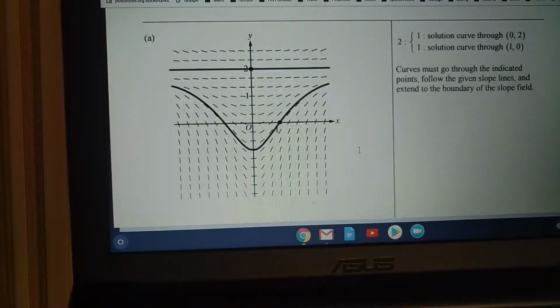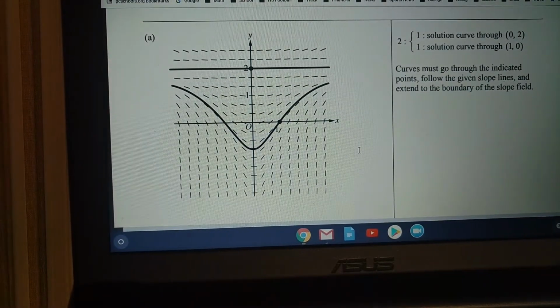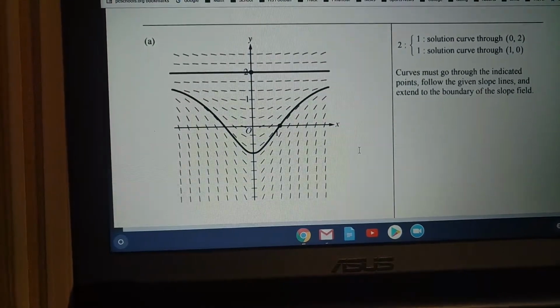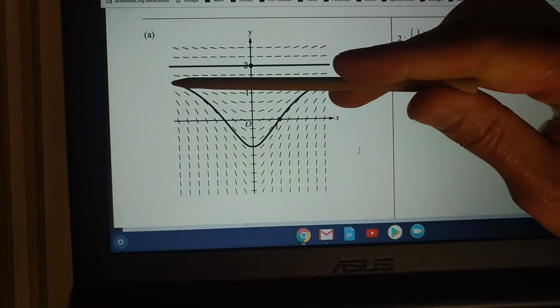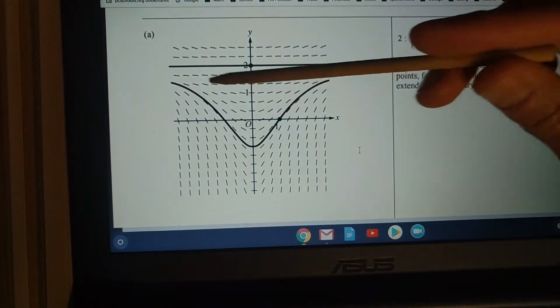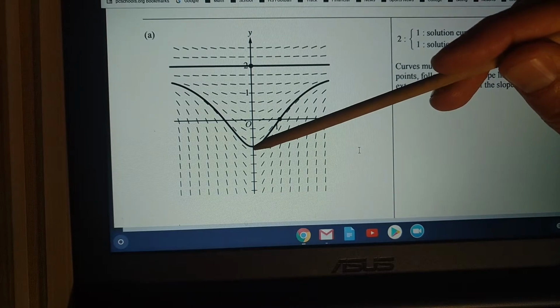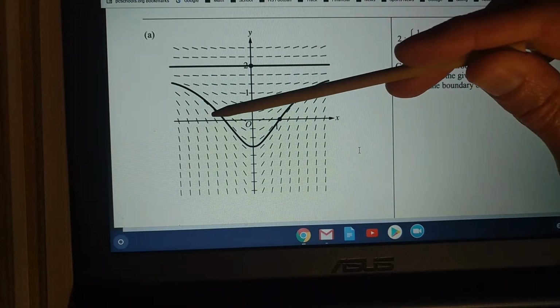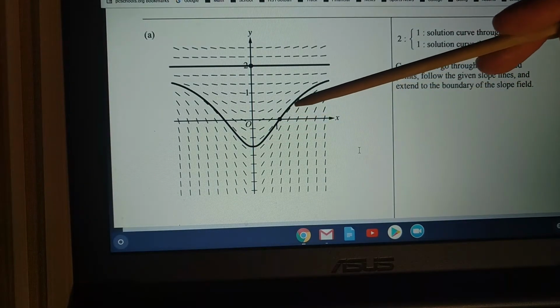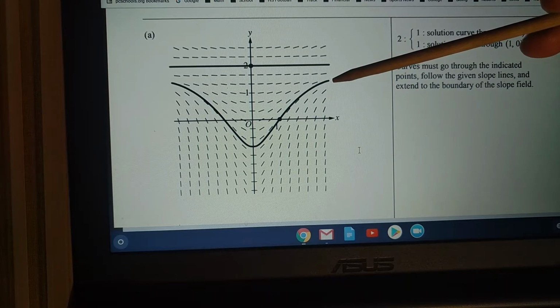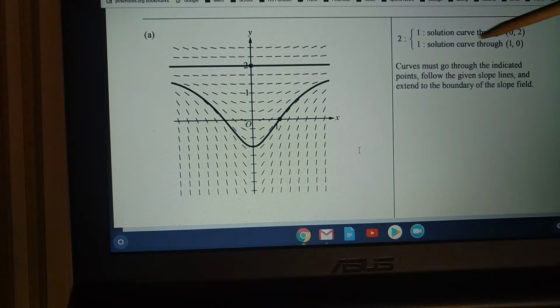So number 6, we have our slope field here. This is our essential differential equation problem. So for part A, you get 1 if you have your solution curve through the point 0, 2. So this solution curve right here. And the key thing here is it's got to go through this point 0, 2. It must start from above the x-axis. It must come down, go through the point 0, 2, and then go back up above the x-axis.